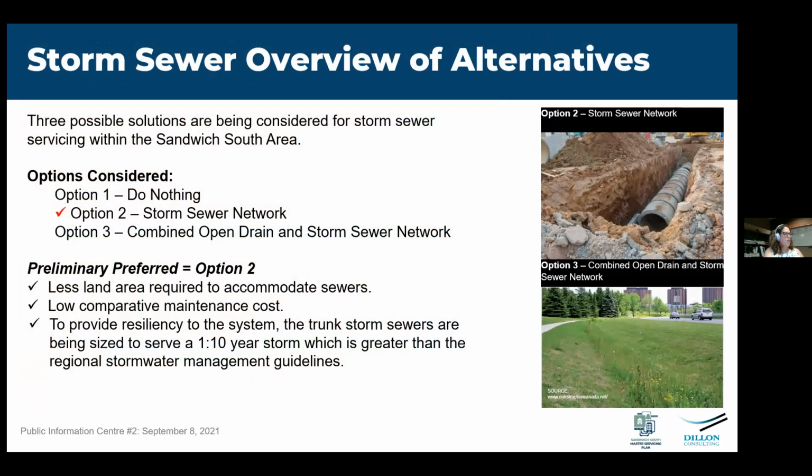So moving on, storm sewer servicing. To provide storm sewer servicing, 3 options were looked at. These include option 1, do nothing, option 2, implement a storm sewer network, and option 3, implement a combined storm sewer network and open drain network. Option 2 is considered a preliminary preferred option as it requires less land to implement, has a relatively low comparative maintenance costs. And also as part of a consideration in this project, we are looking at providing resiliency to the system and designing trunk storm sewers at a higher level of service, in this case, a 10-year level of service, which is greater than the regional stormwater management guidelines.